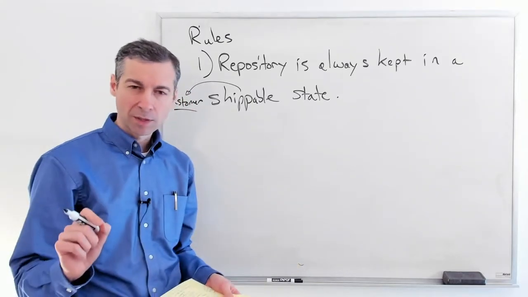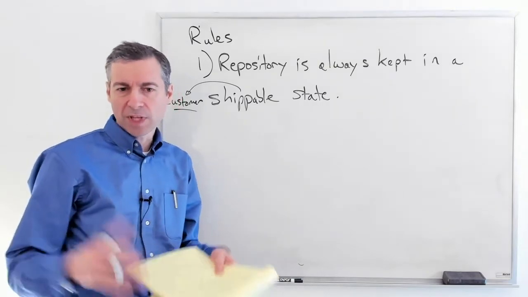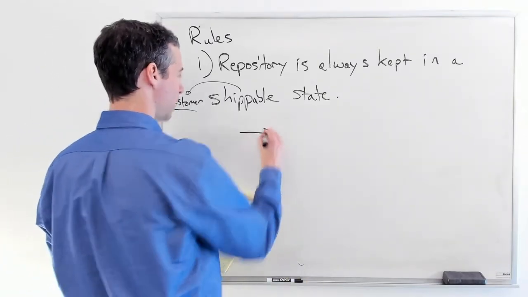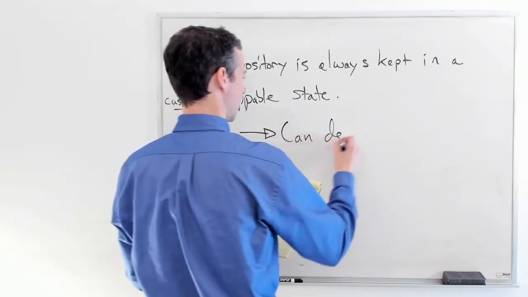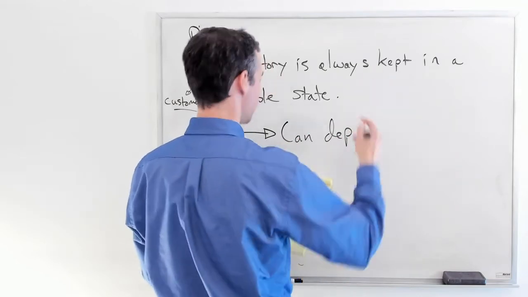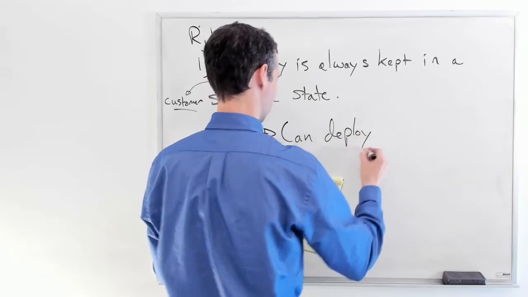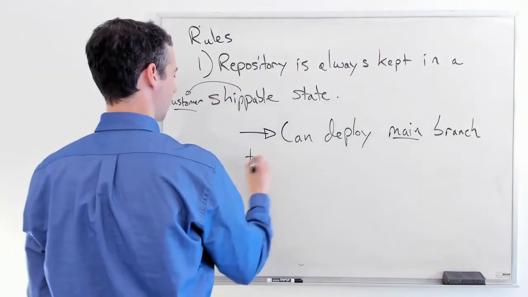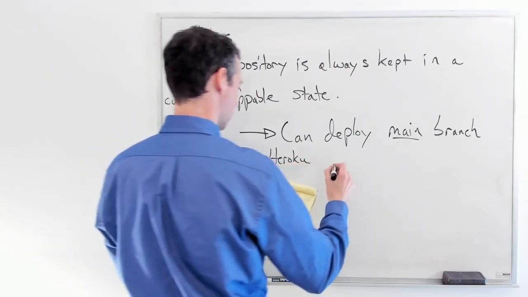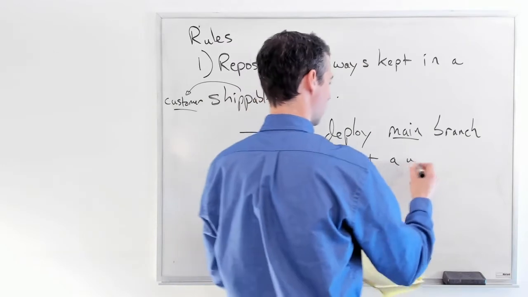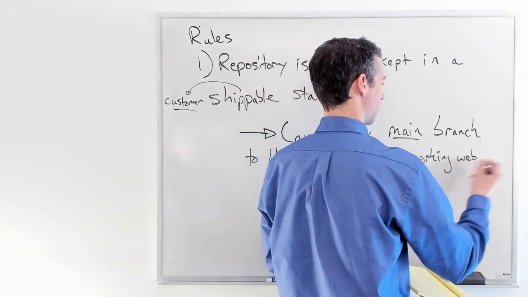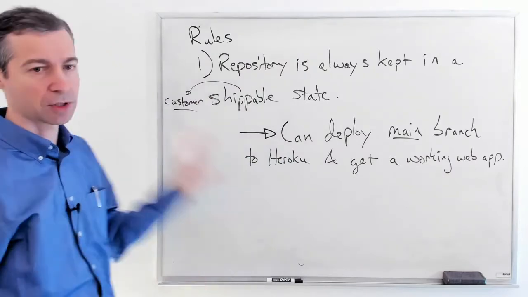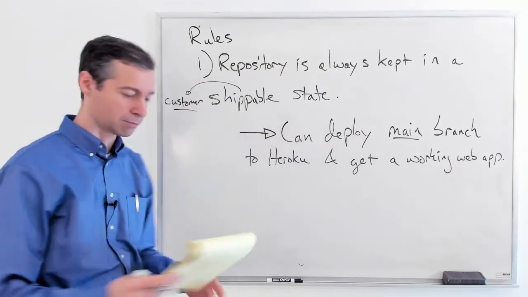Well, what does that really mean? Because we're going to be working on it. Isn't there going to be some in-between state where it's not shippable? And the reality is what we do is we've got this great ability that we can, so what does it mean to be shippable? It means that we can deploy our main branch, this is particular to web apps and what we're doing in the class, to Heroku, and get a working web app. So that's what it means. This means it's always going to be in shippable state, which means we can always deploy our main branch to Heroku, and we've got a good working application. This is that the customer would say, you're right, that works.